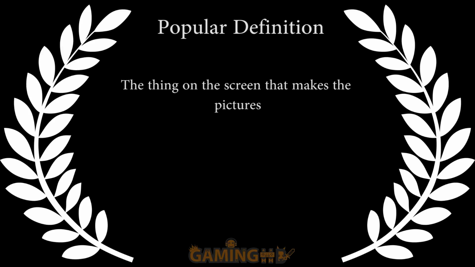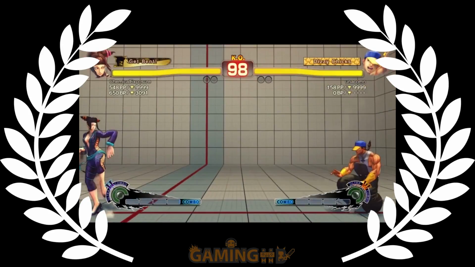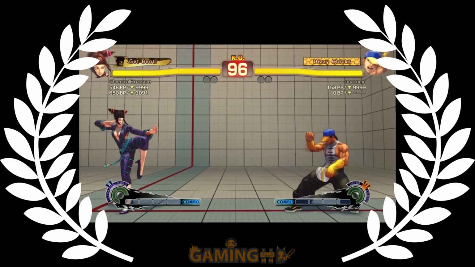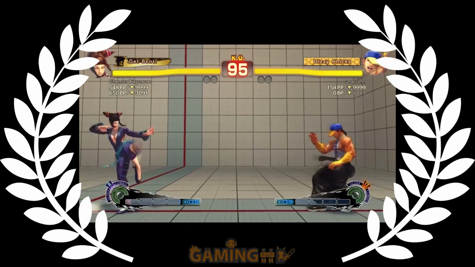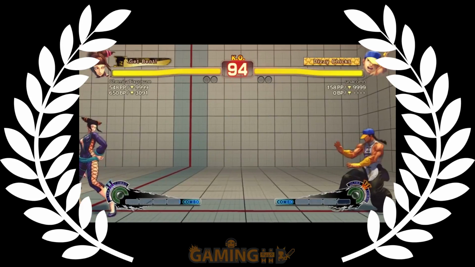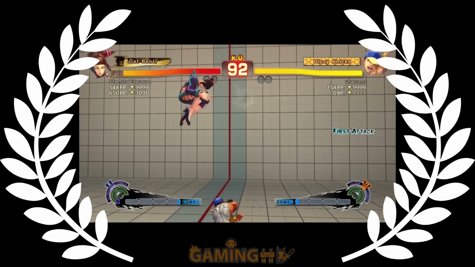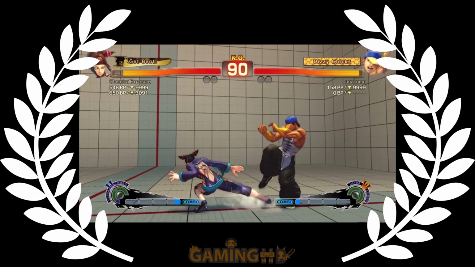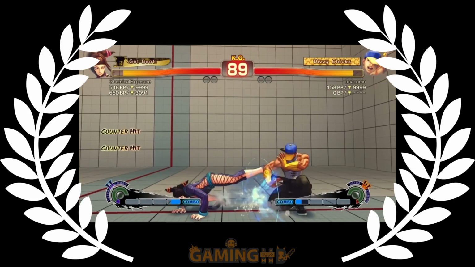It is the thing on the screen that makes the pictures. Frame rate is probably one of the things that least needs to be explained for people to understand the concept, because it's very noticeable. When you don't have a good frame rate, the game will look like ass, it will control like ass, it will move like absolute ass. And now that I've said ass 4 times, YouTube will probably flag this video like all the others.